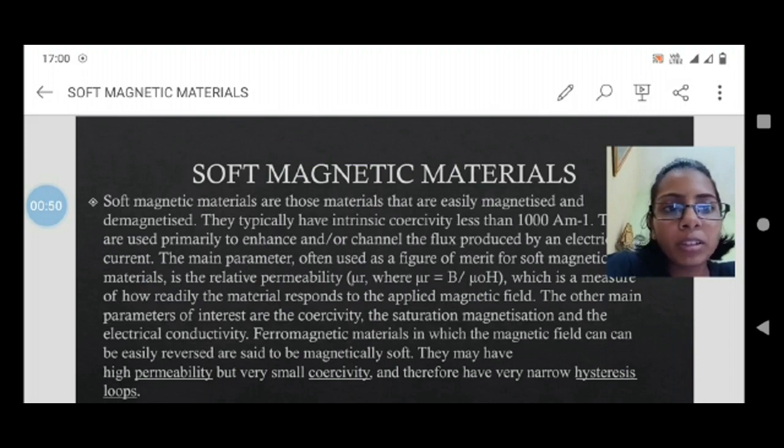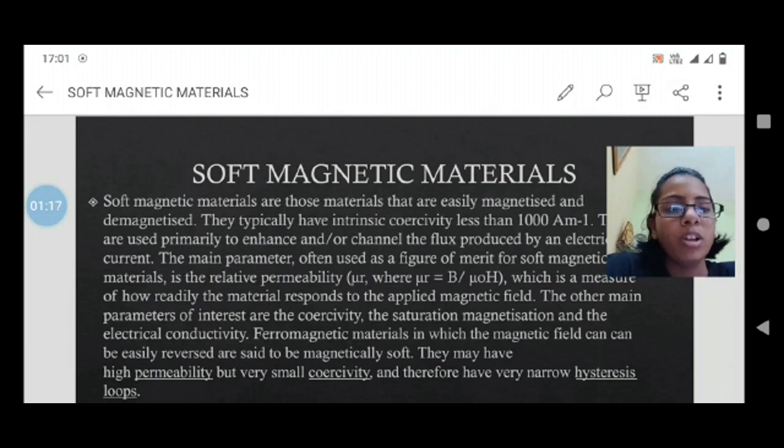The main parameter often used as a figure of merit of soft magnetic material is their relative permeability, which is equal to the magnetic flux density upon the permeability in vacuum times the field intensity, which is a measure of how readily the material responds to an applied magnetic field. The other main parameters include coercivity, saturation magnetization, and electric conductivity.